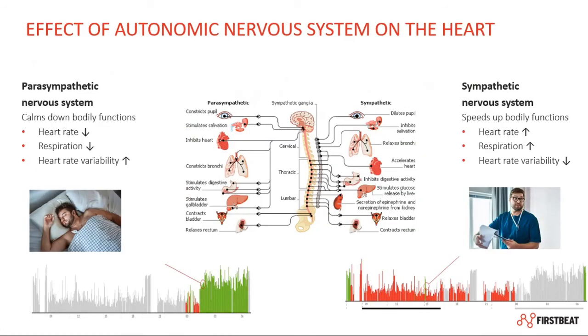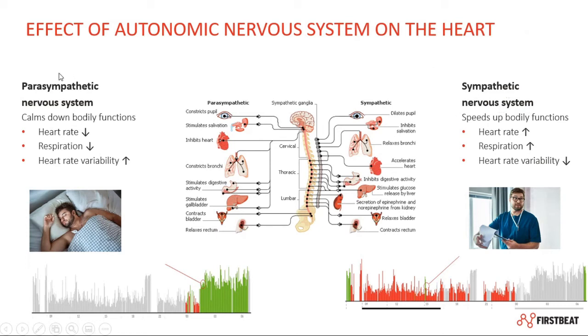In the background of heart rate variability is the autonomic nervous system, like I mentioned before, and its two branches, the sympathetic and the parasympathetic side. Sympathetic nervous system is the gas of the body. It speeds up bodily functions, elevates the body's activation level, heart rate and respiration are elevated and heart rate variability is low. This is a normal part of life. It helps us perform and get things done.